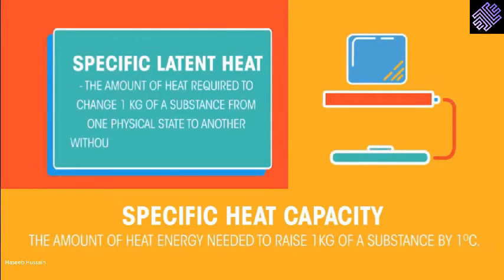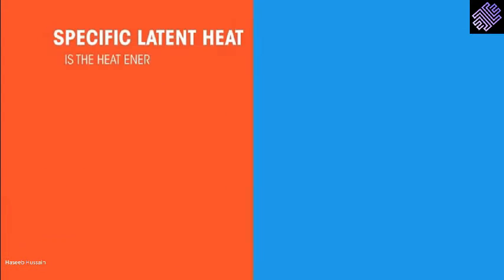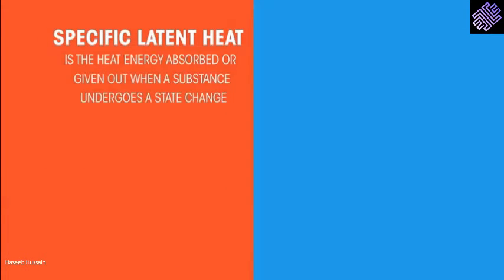Specific heat capacity is the energy required to change the temperature of 1 kilogram by 1 degree Celsius, while specific latent heat is defined as the amount of heat required to change 1 kilogram of a substance from one state to another at constant temperature. So, in computation of specific heat capacity, there is a change in temperature, but in specific latent heat, there is no temperature change.